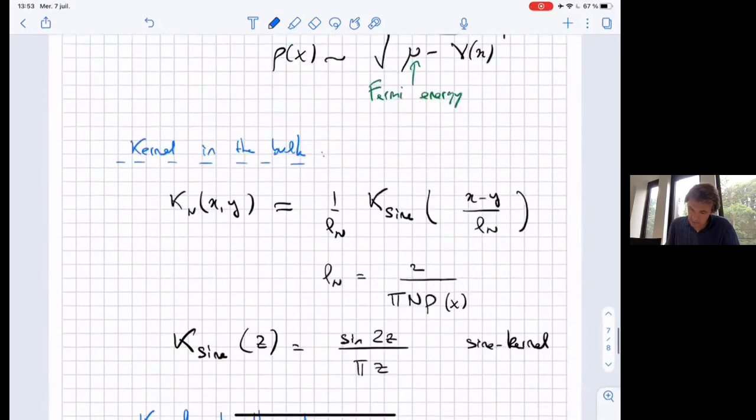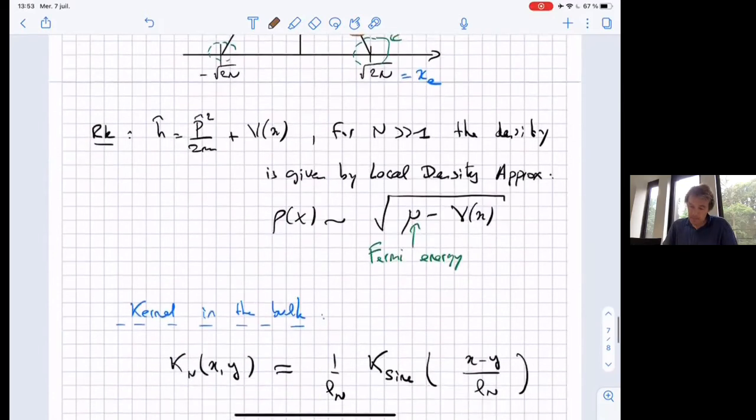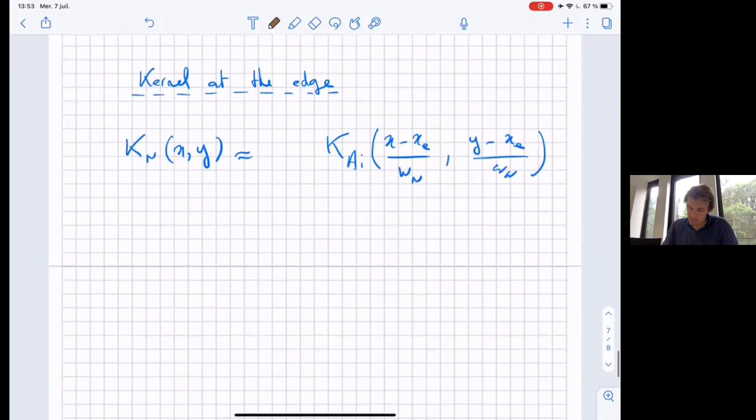Okay, so let me define a bit more precisely what I have in mind. This is what I call x edge, and this is the width of the edge. So for the harmonic oscillator, there is a factor, it has to be. So this is the scaling form that it takes.